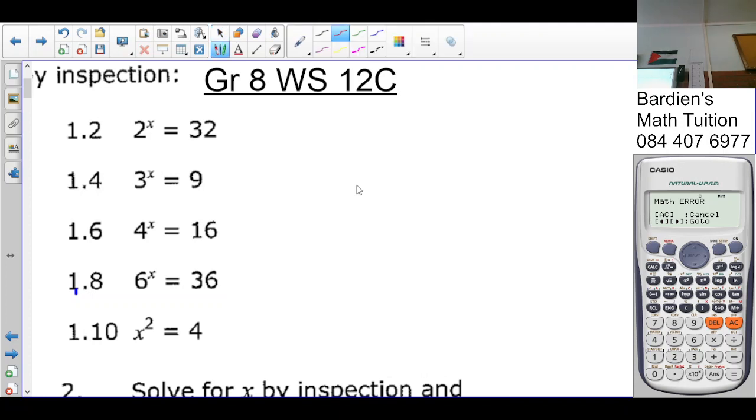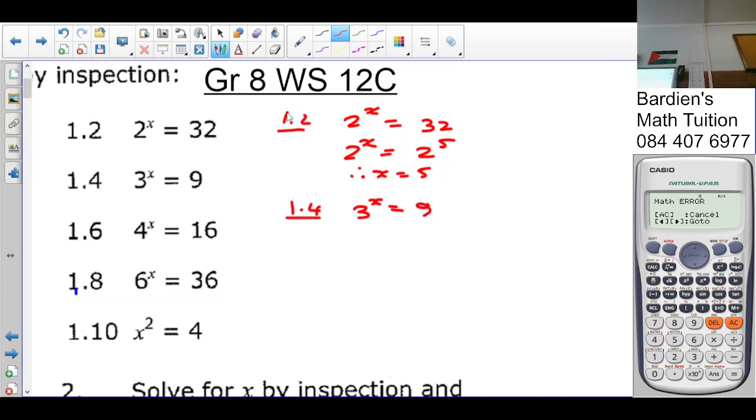Yes, sir. Right, so the first one, 1.2. You got 2 raised to the exponent x equal to 32. So what can be done here? 2 to the x is equal to 2 to the 5. Therefore x equal to 5. Right. 1.4. 3 to the x equal to 9. 3 to the x is equal to 3 squared. Therefore, x is equal to 2. Remember, once the bases are the same, exponents will be equal.